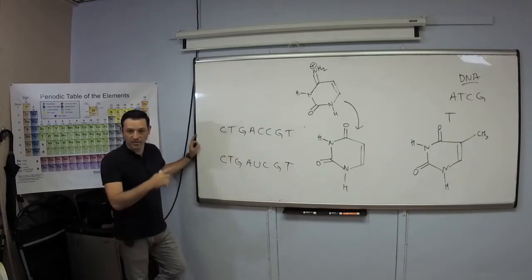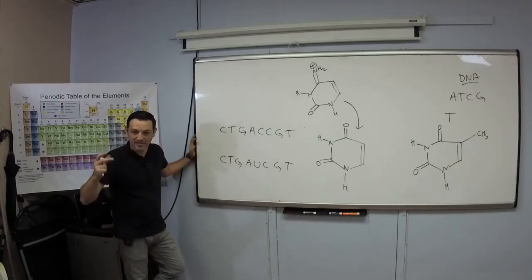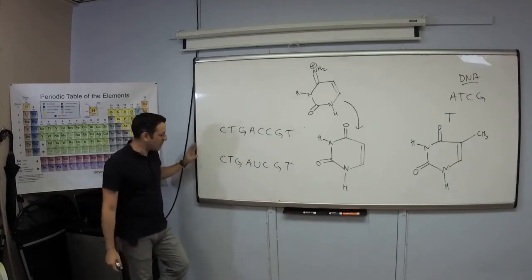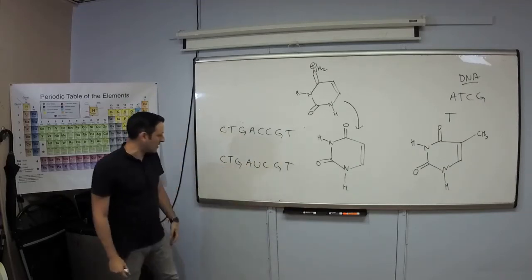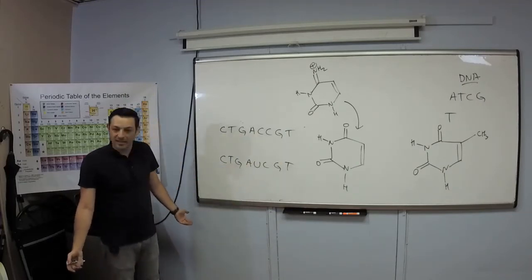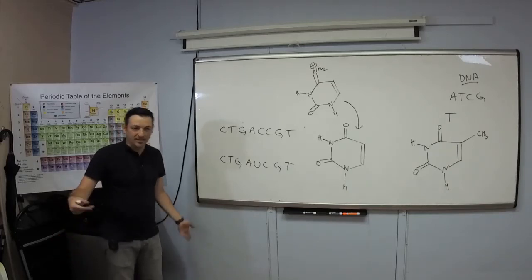Okay, that's the only difference between a U and a T: the methyl group tag, an ID card. Then when you're reading your code again, you realize that anything that's not a T, any U, is really a C that transformed.